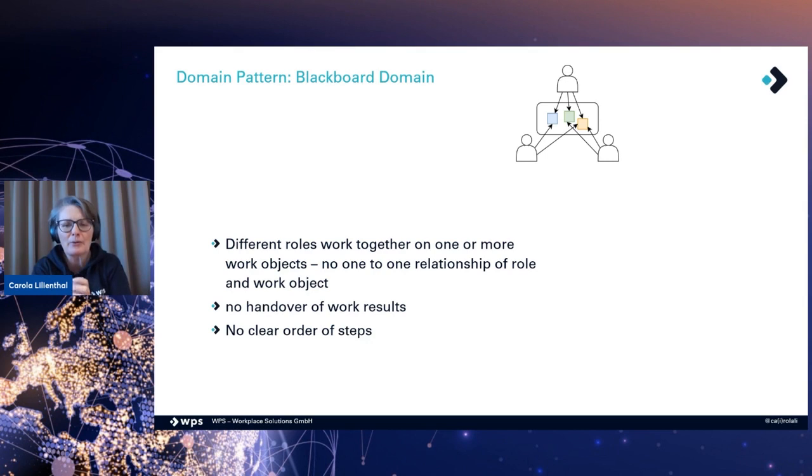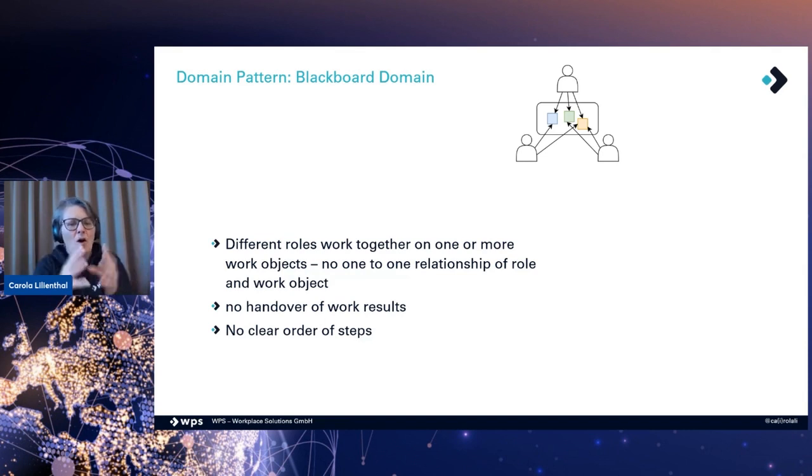With this blackboard pattern, an analysis of the work relationships between the individual roles does normally not reveal some sequence that is in there. There is no sequence of activities. You can see that in this little pictograph I have designed for this kind of domain pattern. There is a blackboard in the middle, and the roles all work together on the items.